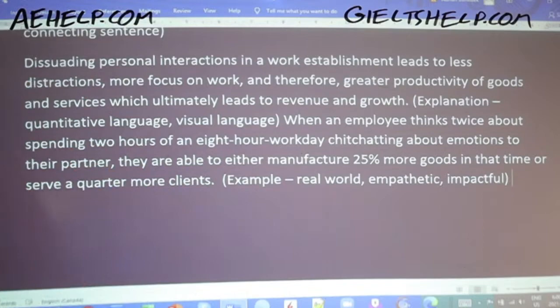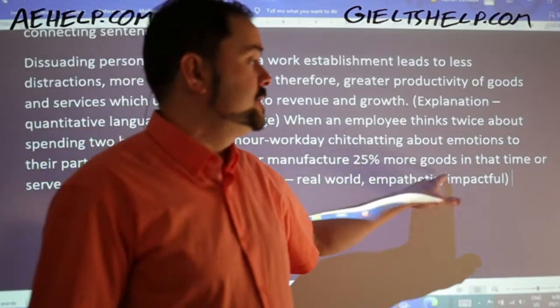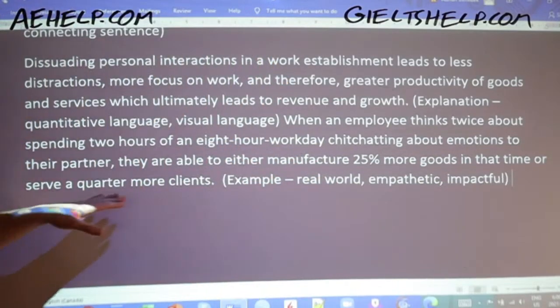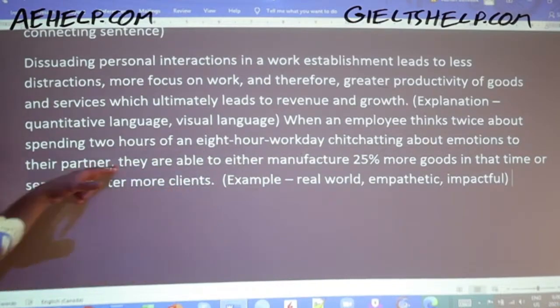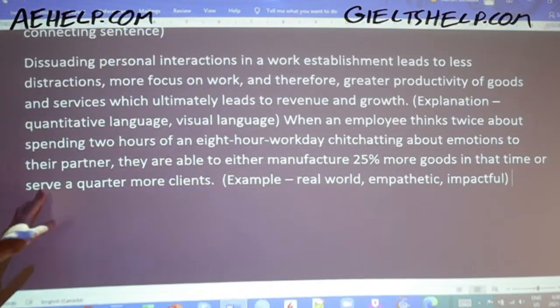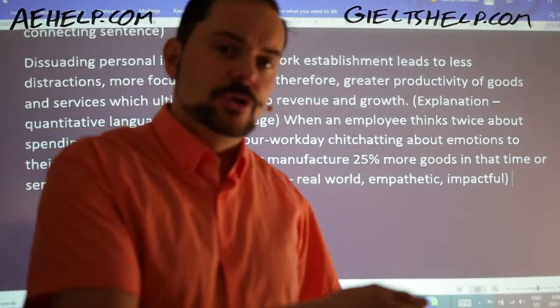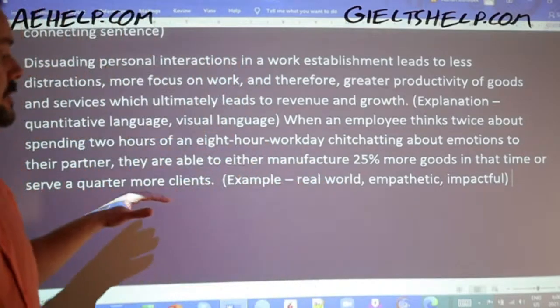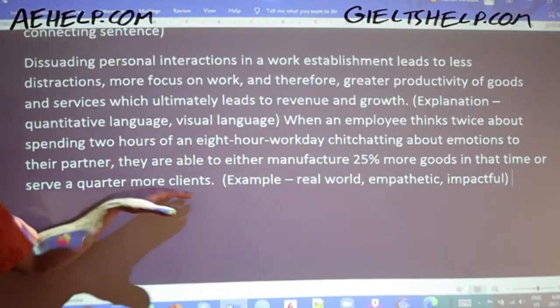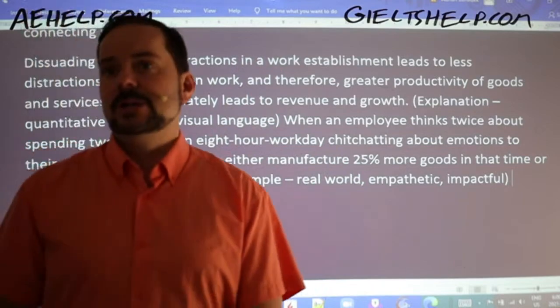Okay. Rajveer is asking, isn't it better to write goods and services? You could write goods and services to be more concise, Rajveer, but goods in that time or serve a quarter more clients. Serving a quarter more clients is services. So this is goods. This is services, Rajveer. This is just a little bit more definition. So it's a bit more visual, like serving the client. Here you go. And you're going to see, Rajveer, why this works quite well here. So serve a quarter more clients. Okay. You're going to see that when I present you with the example here as well.